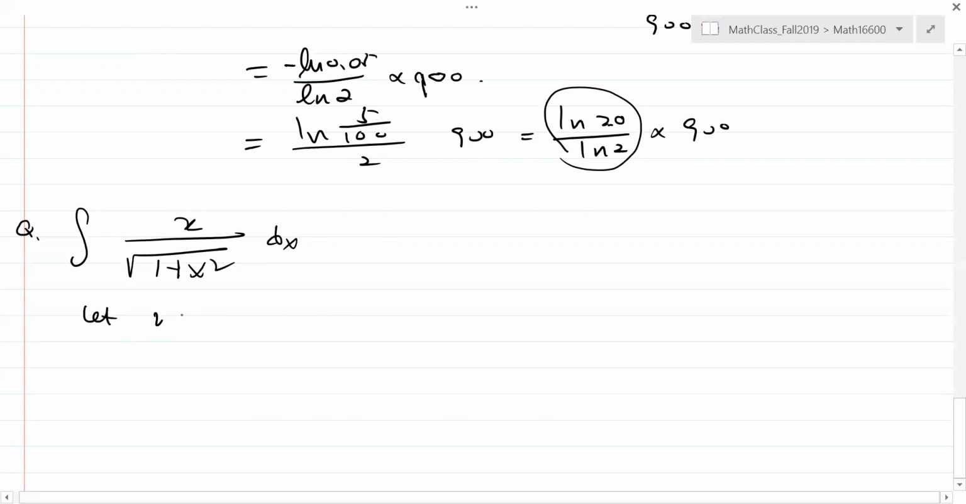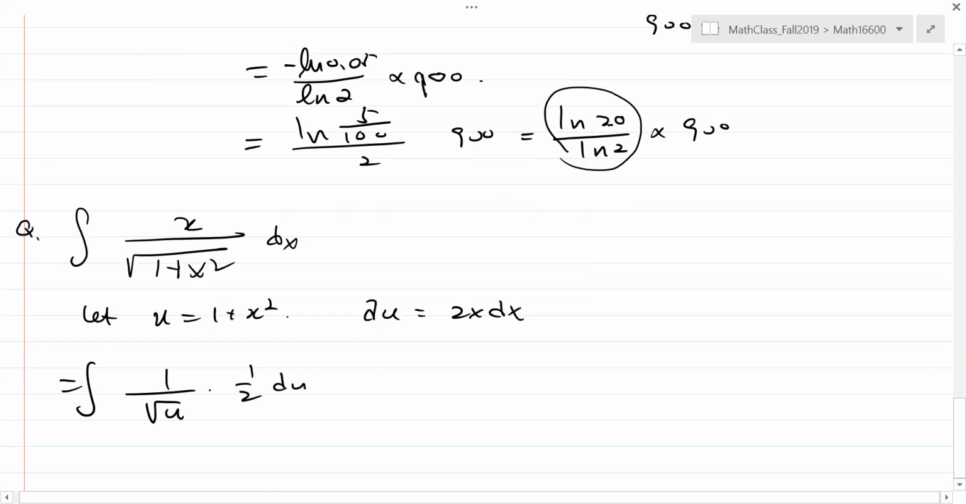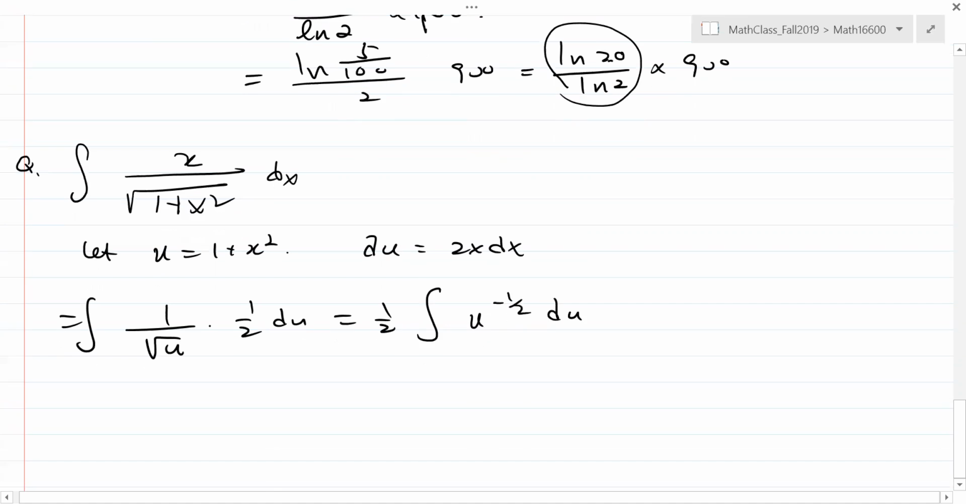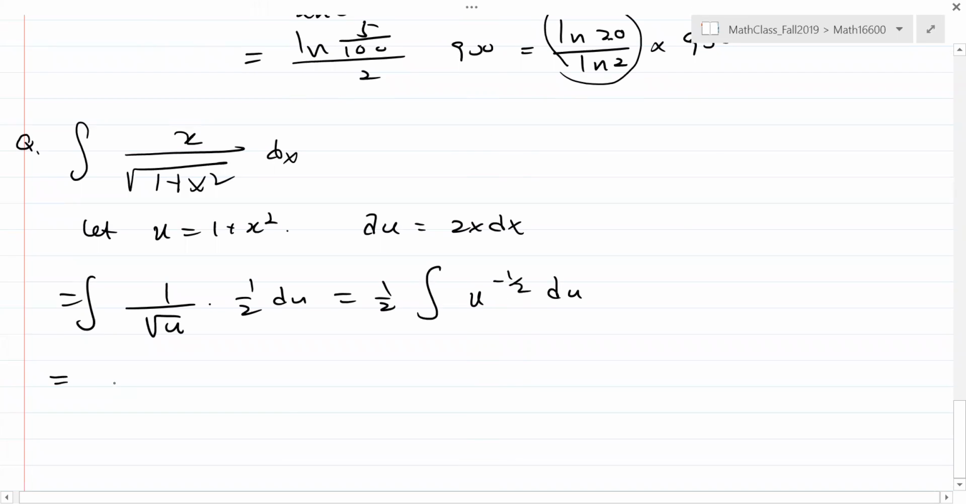So you let u be 1 plus x squared, then du equals 2x dx. So the integral becomes the square root of u, and the x dx is half of du. This is just the integral of a power function. The antiderivative is just u to the 3/2 over 3, up to a constant, because when you differentiate, you get half of. So that is going to be the square root of 1 plus x squared, plus c.